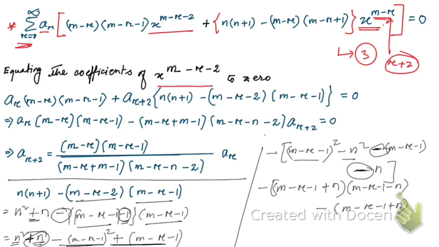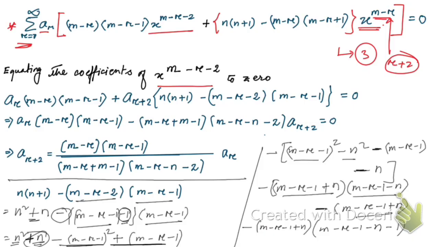Okay, now you see what we are going to do, we can take this term common, then minus m minus r minus 1 plus n. Taking this common within the bracket, we're going to be left with m minus r minus 1 minus n, then we're going to have minus 1 here.